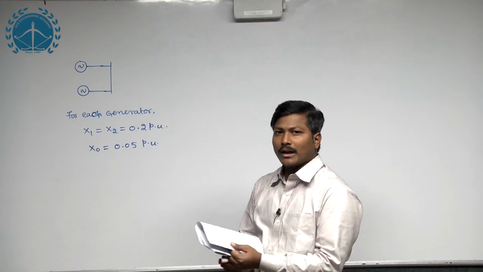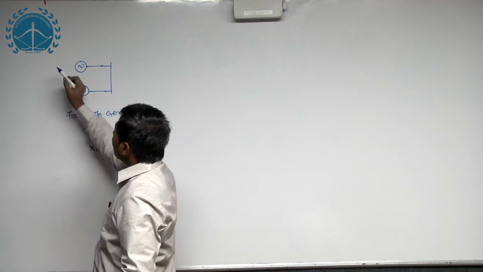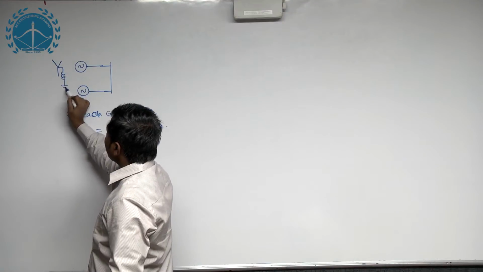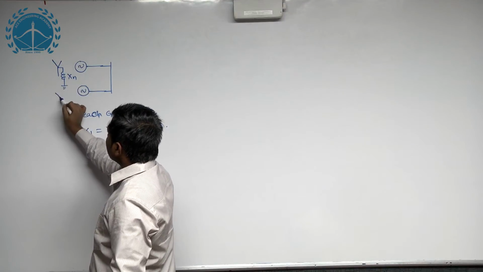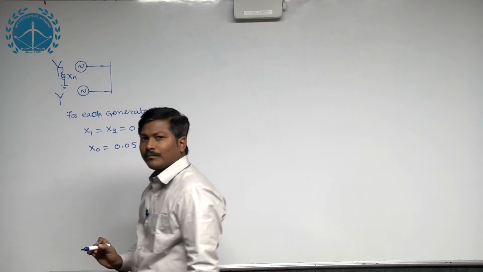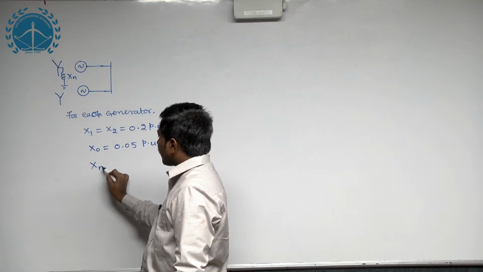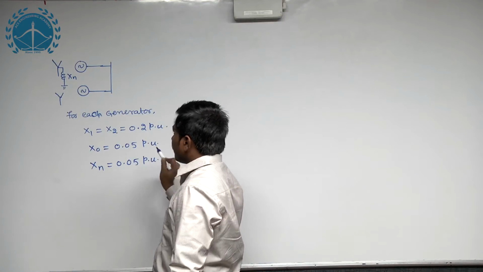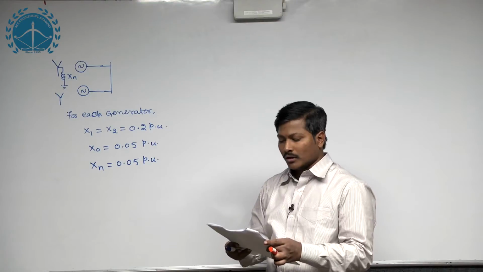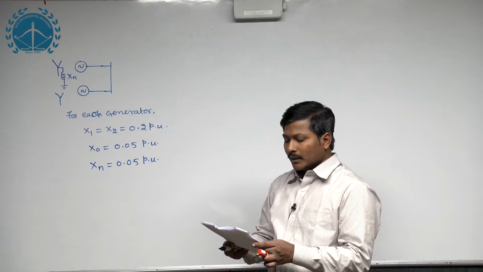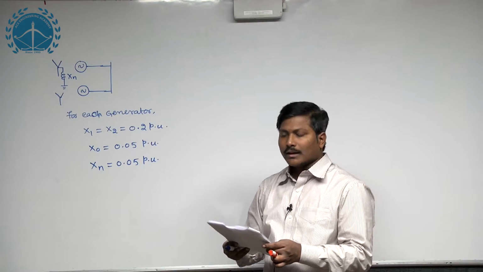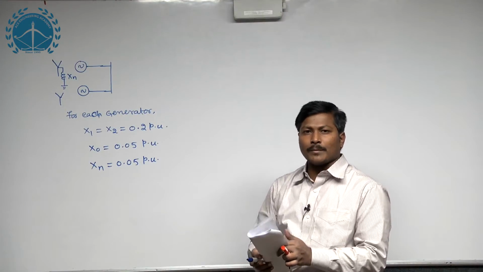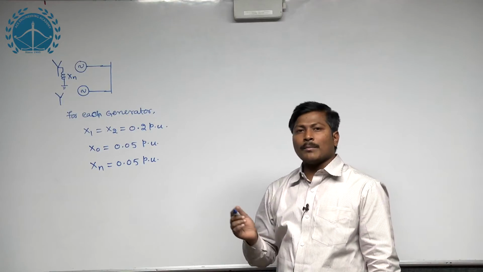So, let me assume that the first generator neutral is grounded with a reactor of Xn, and the second generator neutral is ungrounded, where the neutral reactance value is 0.05 per unit. The second generator is ungrounded as he is saying. Now, the most common short circuit fault takes place on the common bus bar with a fault reactance of 0.5 per unit. What do you mean by most common fault here?